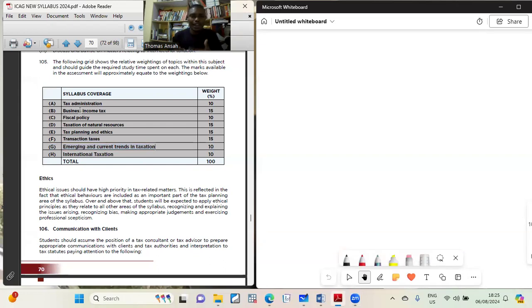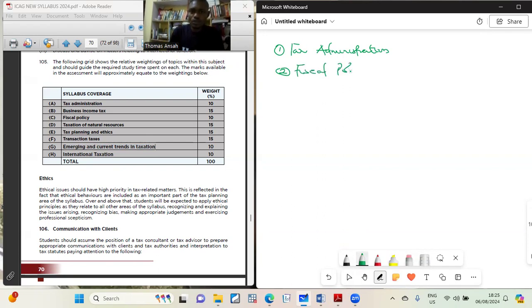Now, for my class with you, this is how it's going to look like. We will start by doing tax administration. So our focus will be on tax administration. Then when we are done with tax administration, we will take a look at the fiscal policy. All right, so we will do the fiscal policy. Once we are done with the fiscal policy, then we will come to tax planning. All right, so that is how we are going to look at it. We will do tax planning. Then when we are done with tax planning, we will now look at the business income tax.